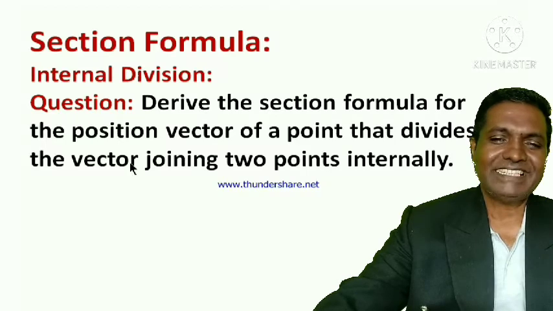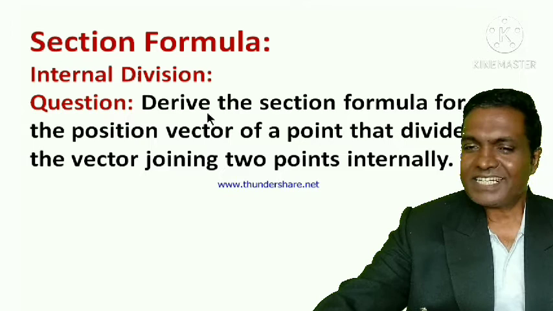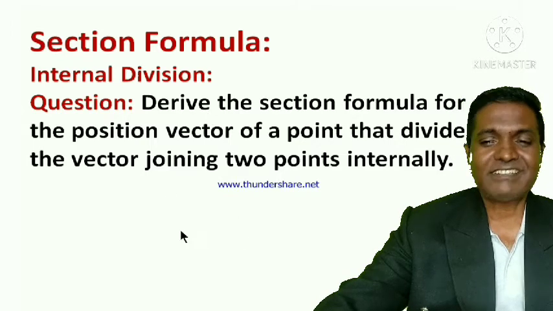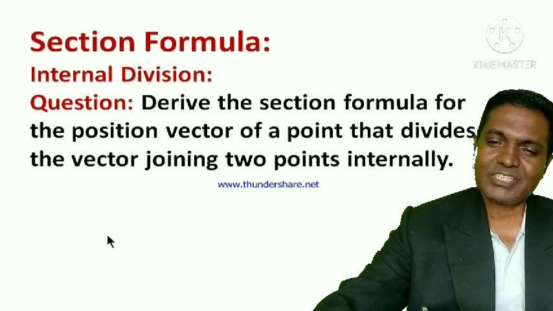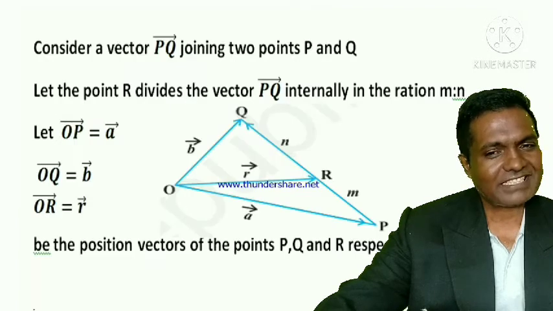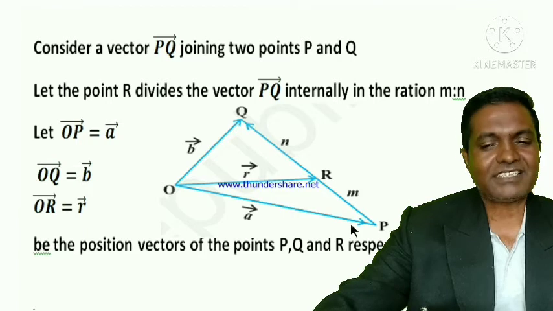So let's begin. The question will be asked in this form: derive the section formula for the position vector of a point that divides the vector joining 2 points internally in the ratio m is to n. So let's derive. Here is the figure.